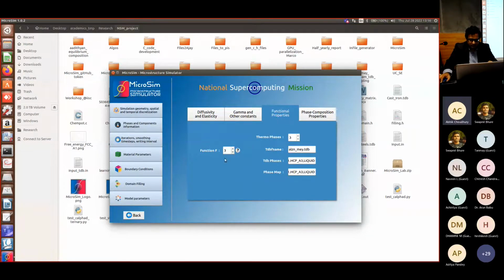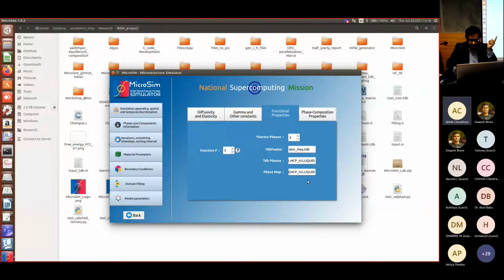Then again, now here I'm choosing function F3 and I'm using thermodynamic phases. You see, there are 3 thermodynamic phases because at the eutectic system, you have 3 phases. You have FCC A1, HCP A3 and liquid. OK, so these are the thermodynamic phases. I'm using the same TDB, so the same TDB exists.